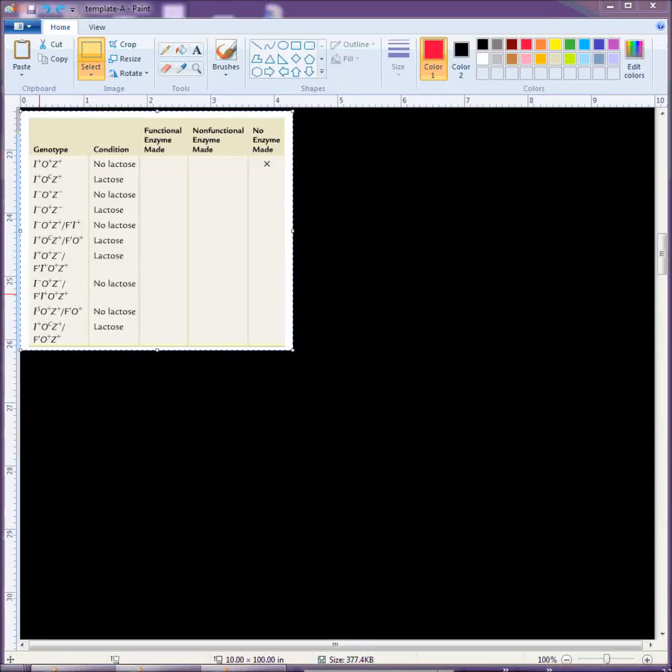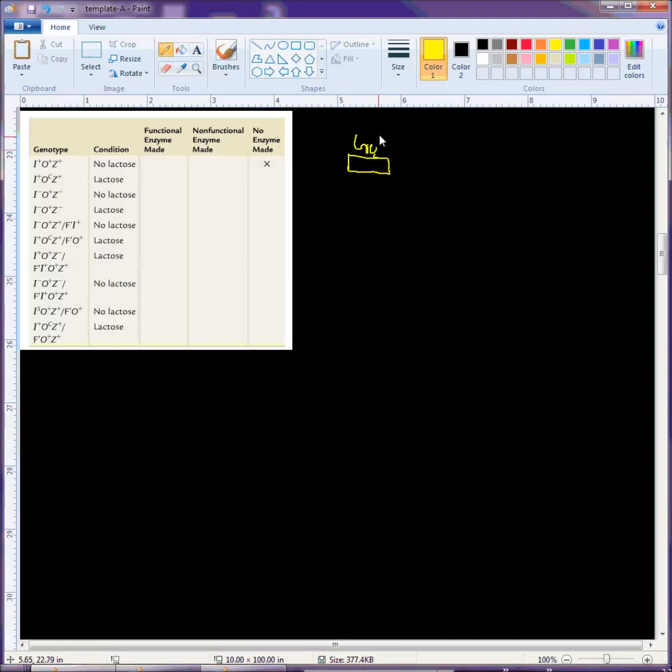Okay, let's take a look at 16.6. Again, you should go take a look at problem 16.5 because it's a nice lead-in to this problem. So I'll quickly sketch the lac operon again.